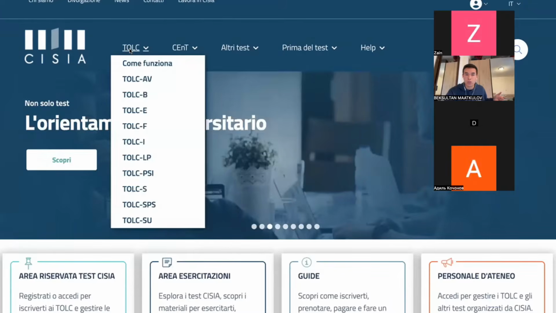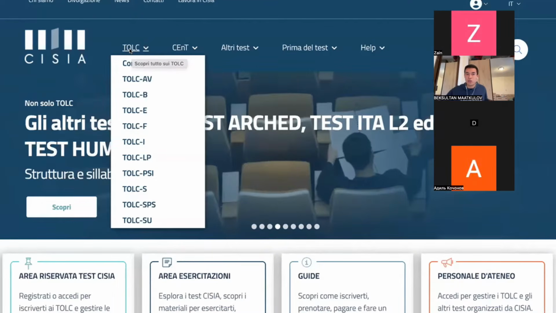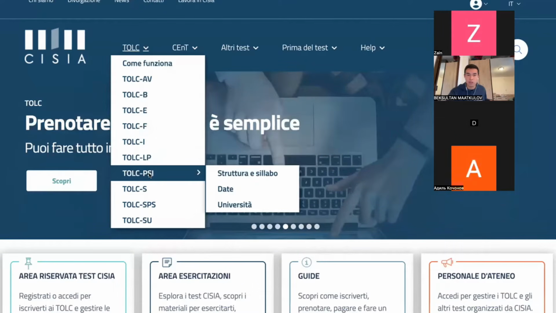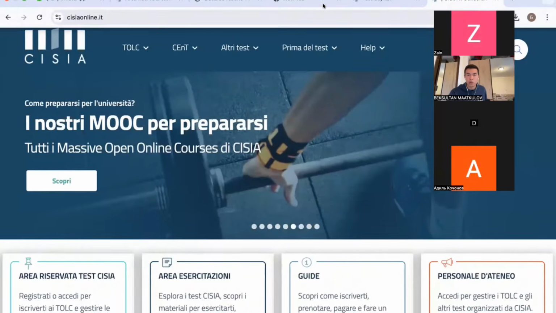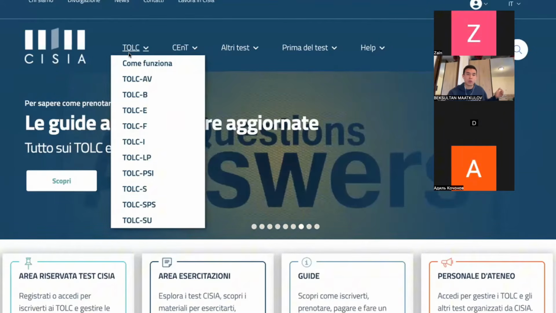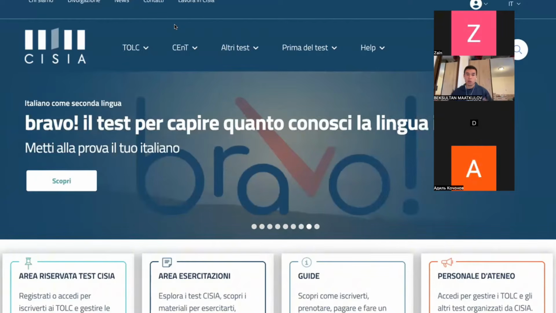And previously there was TOLC, right? TOLC is kind of an Italian entrance test, and there were different types of TOLCs. I think there are more than 7 types of TOLCs. And previously, like last year, there was an entrance exam called TOLC. And of course, originally it was in Italian, but they used to translate it to English.